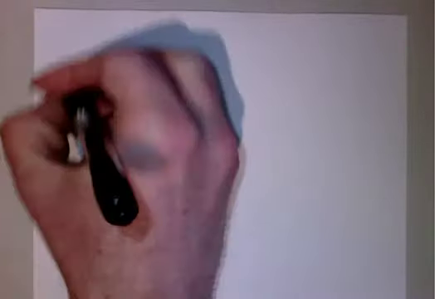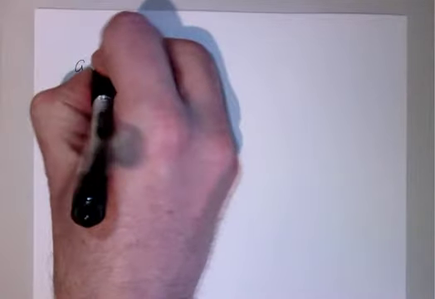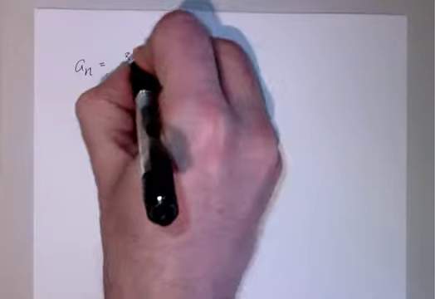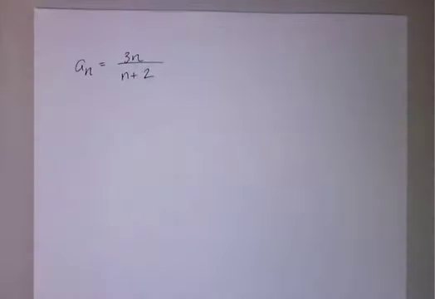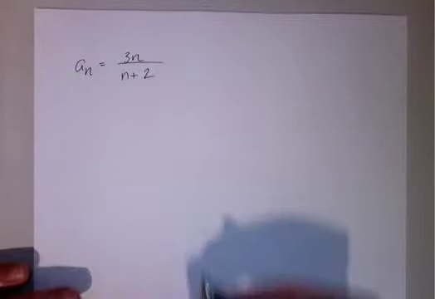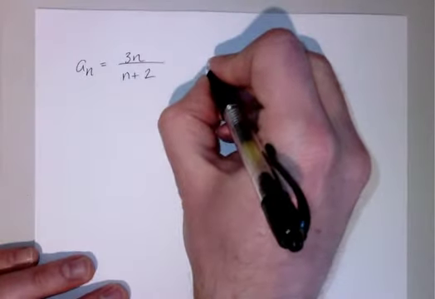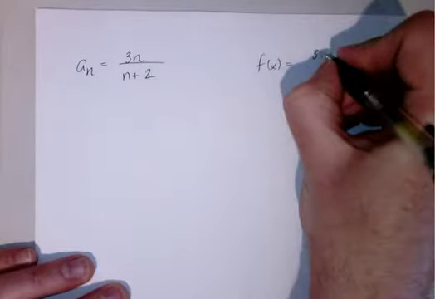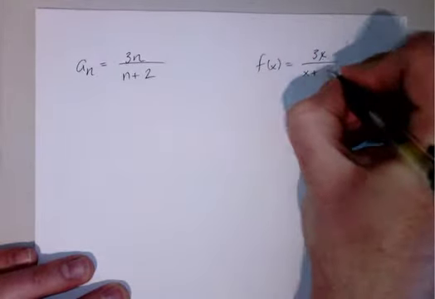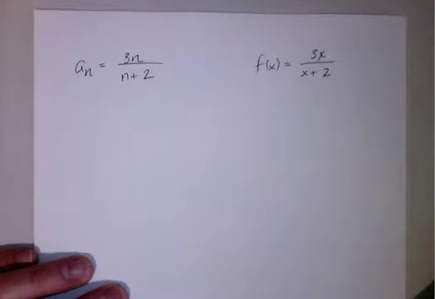But since these are functions, let's say I have a sub n and I have 3n over n plus 2. Can I figure out whether that is increasing or decreasing? Of course I can. Okay, so let's go ahead and remind ourselves what we would do if we were asked whether that was increasing or decreasing.